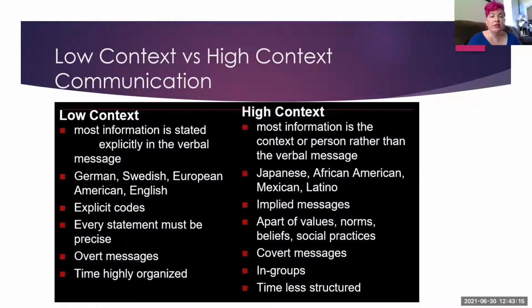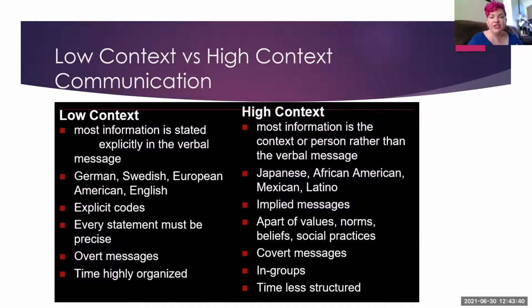Okay, so let's talk about low context versus high context communication. I think the video may have skipped a little bit, so I'm going to go ahead and link the video itself separately because it missed something. Not sure why it cut out when it did. The fun of technology. So let's go ahead and talk about low context versus high context communication.